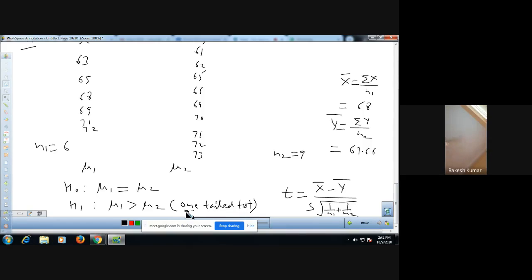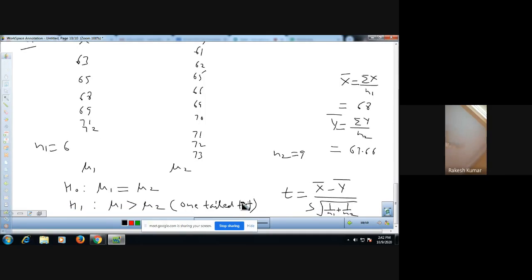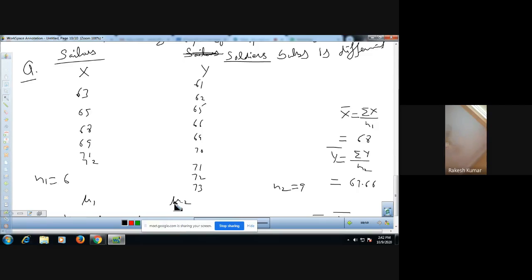The question is we need S, and for finding out S we should apply the formula. But before applying the formula, we require deviations from the mean. So x minus x bar and x minus x bar whole square we require. Similarly, y minus y bar and y minus y bar whole square we require. We have done this in the previous question. So you can calculate these values and you will be able to find out S square.